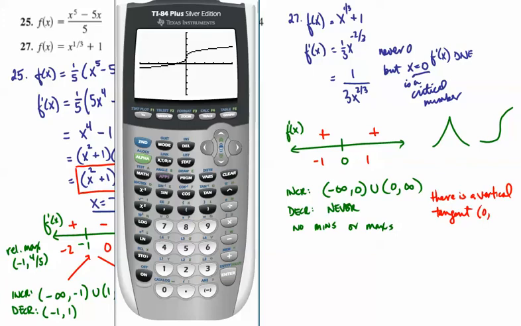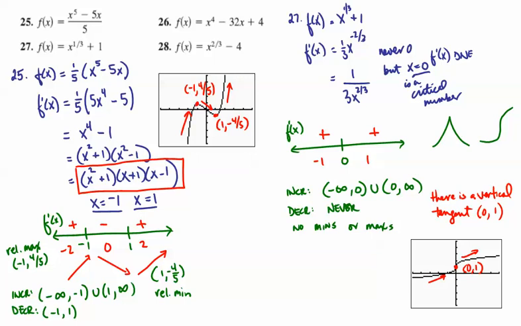We plug that back into the original function. We'll see 0 to the 1/3 is 0, plus 1 is 1, so that confirms the graph. So we have a vertical tangent at 0, 1, and the function is increasing up to that point, increasing after that point, and never decreasing, and has no mins or maxes. So I'll take a picture of this and we'll go on to the next problems. And so that'll do it for this pair of problems here.